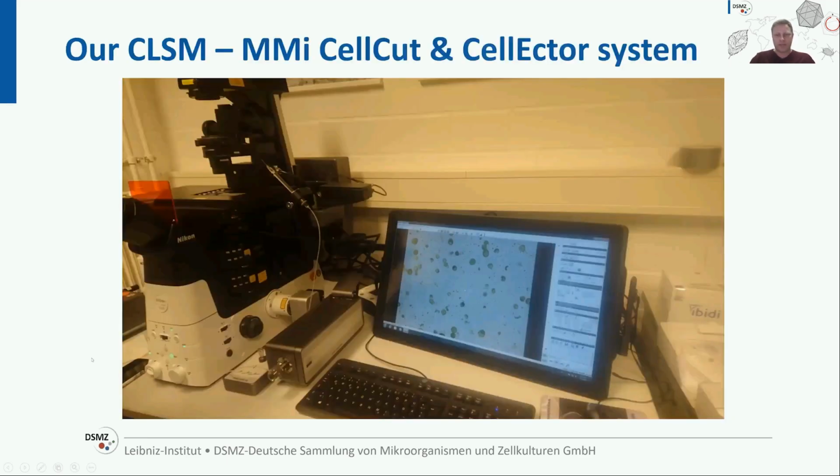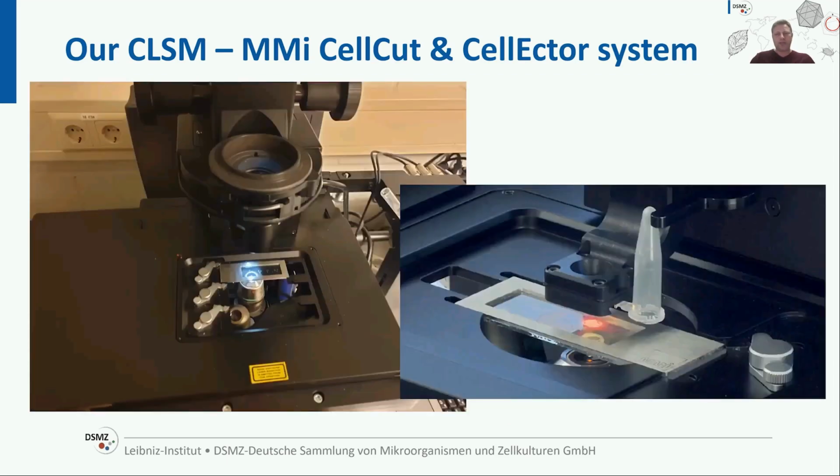And to address this, our group utilizes this solution here, the cutting-edge solution, in my opinion, the MMI CellCut and Selector system. It's a combination of two systems you can see here in the picture. So this system allows us precise laser dissection of specific cells under the microscope, enabling us to extract and collect pure samples of infected cells from the cellular mosaic of plant tissue.